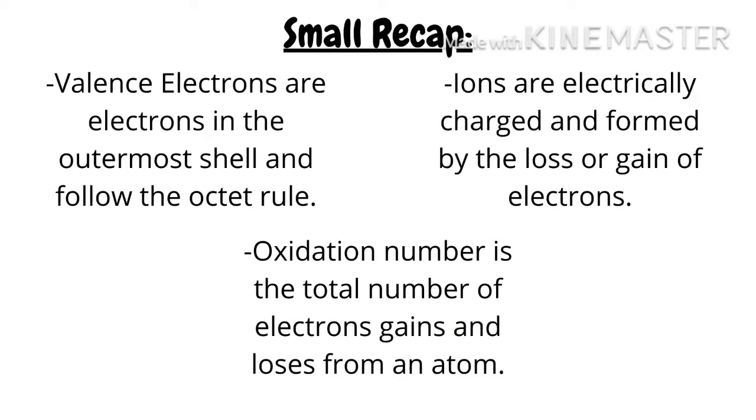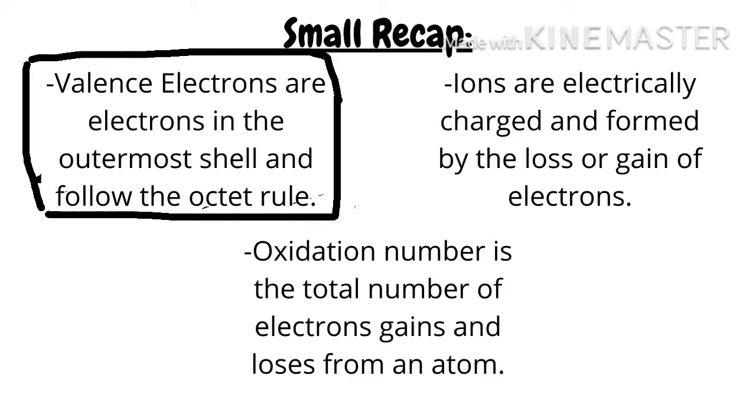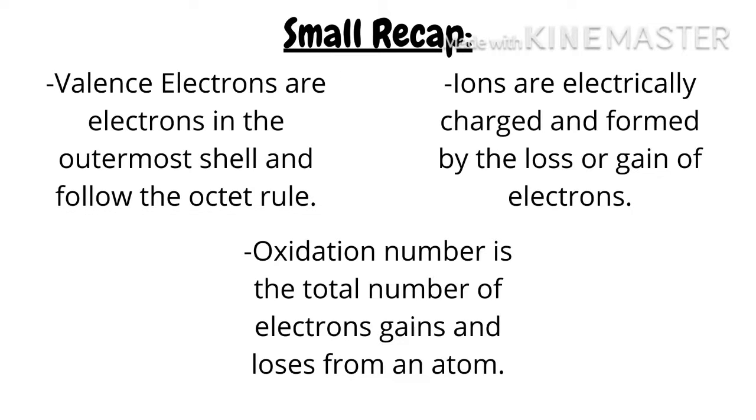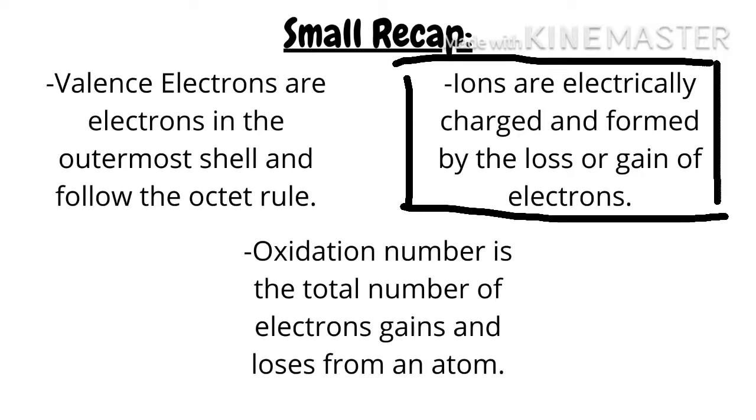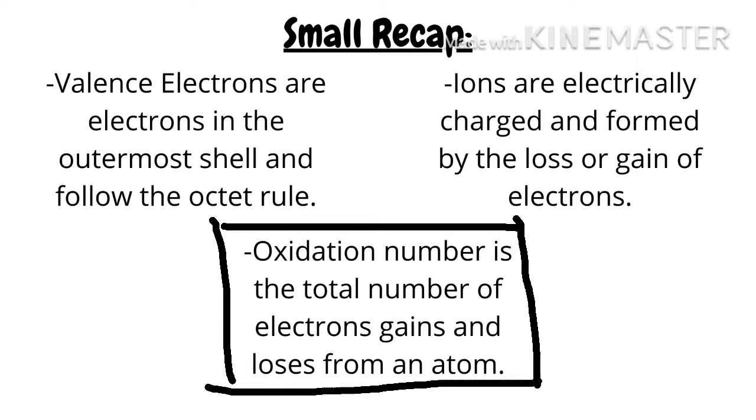Let's take a quick recap with some keywords I got. Valence electrons are electrons found in the outermost shell and follow the octet rule. Ions are electrically charged atoms and formed by the loss or gain of electrons. Oxidation number is the total number of electrons gained and lost from an atom.